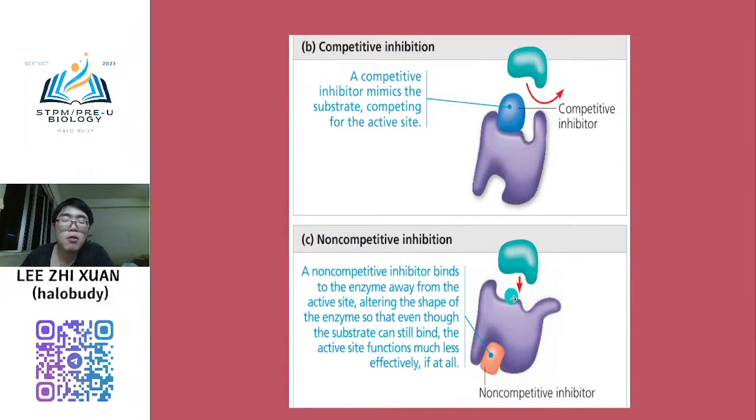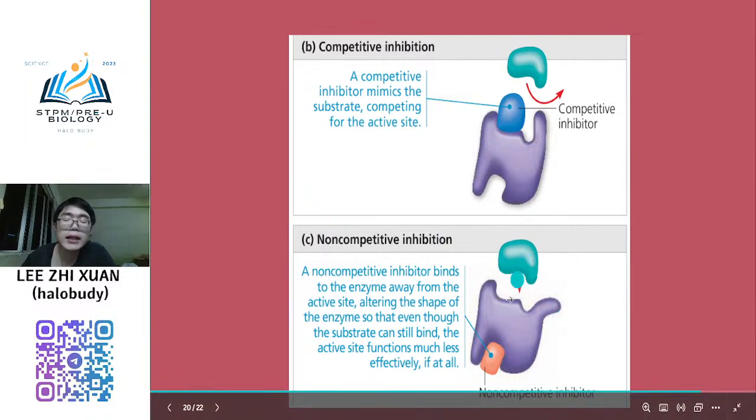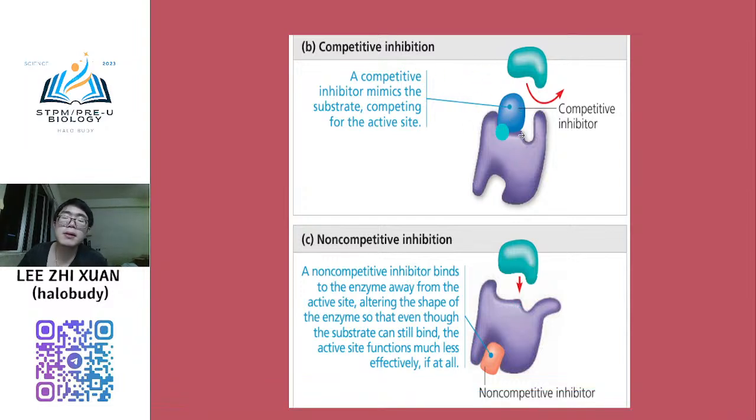It will change. When the shape of the active site is changed, it is now not complementary to the substrate. It does not have the same shape as the original substrate, so this substrate cannot bind to this enzyme anymore. But the competitive inhibitor, you see here, has the same shape, so it directly binds to the active site. Because it is already blocked, the substrate cannot bind to the active site.